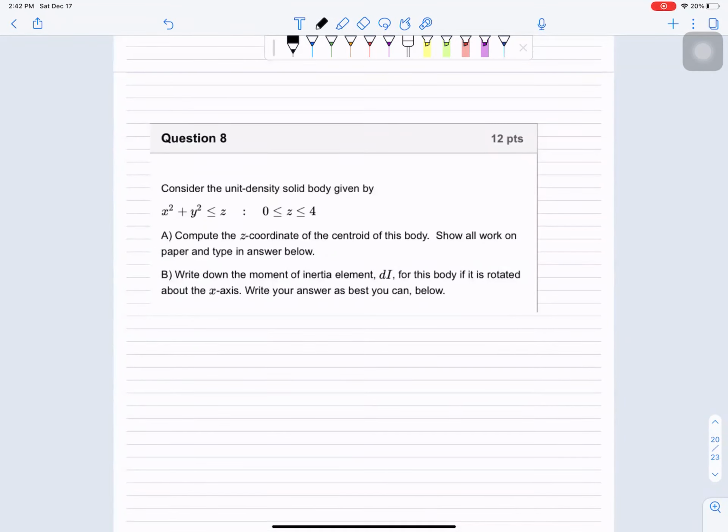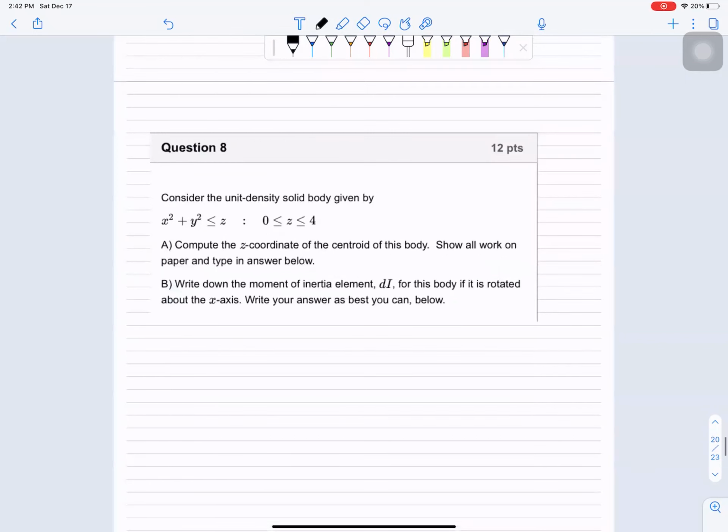So 8 says, consider the unit density solid body given by x squared plus y squared less than or equal to z, where z is going from 0 to 4. Okay. Part A, compute the z coordinate of the centroid.